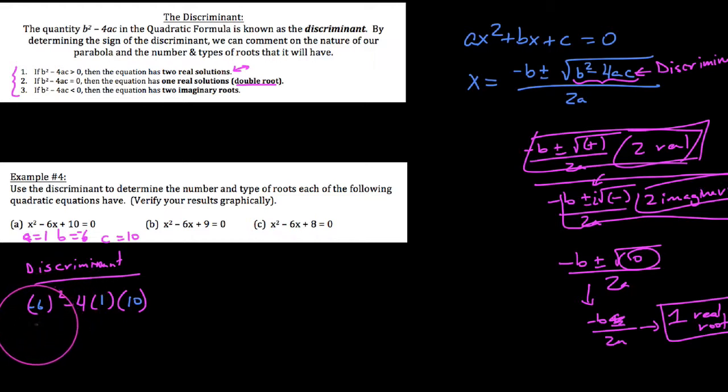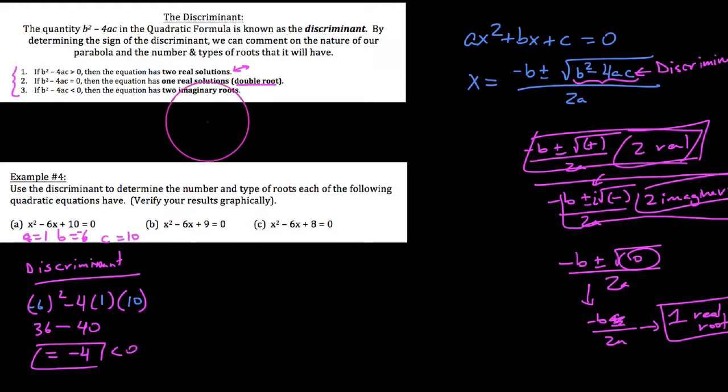So our discriminant value comes out to get a positive 36 in front. A negative times a positive is a negative, and 4 times 1 times 10 is 40. So in this case, we get a discriminant value of negative 4. That is, when we do the quadratic formula, this thing right here is less than 0.